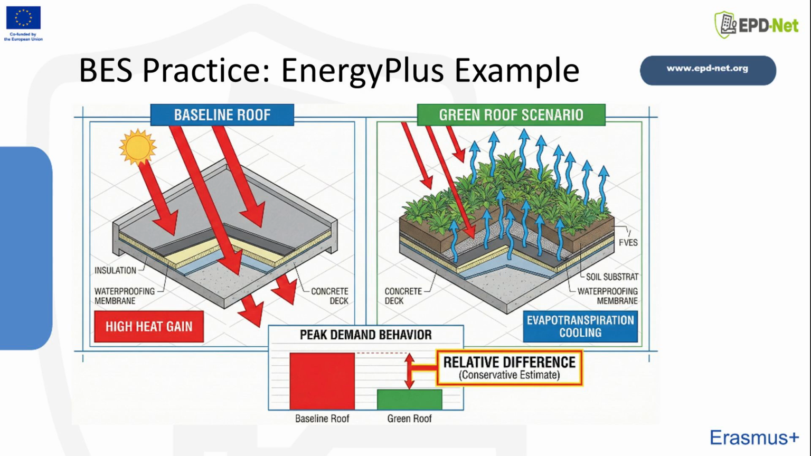When calibration data are missing, be conservative. Emphasize relative differences between scenarios and avoid presenting absolute savings as guaranteed outcomes. A practical deliverable is a short assumption sheet that lists roof buildup, plant parameters, and weather file, so reviewers can see what you modeled without digging through input files.